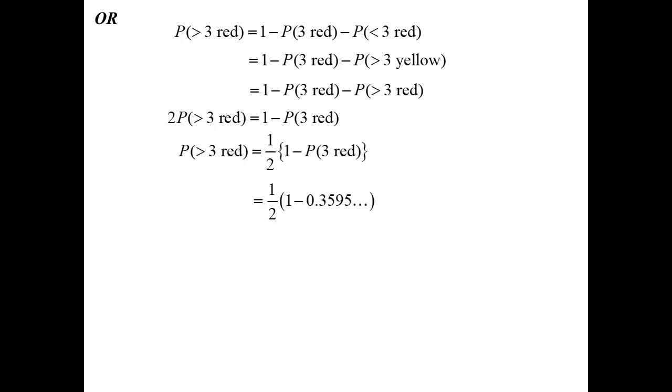And so now what I'm looking at is an equation. I can move the probability of greater than 3 red to the left-hand side. I get 2 times the probability of greater than 3 red is 1 minus the probability of 3 red, which is what we worked out in the first part. So I can substitute that in and we get 0.32. So that would be the way of using part I.